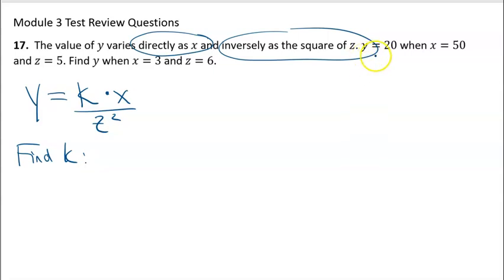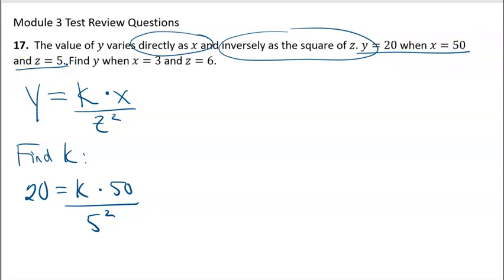So it says when y is 20, so I'm going to plug 20 in for y. I don't know what k is. X is 50, so there's my 50. And it's going to give me z also. Look, z is 5. But I have to plug in 5 and then square it. So all that next line is telling you what to plug in so you can solve for k. And just simplify. So right here I have 20 is equal to k times 50 divided by 5 squared is 25.